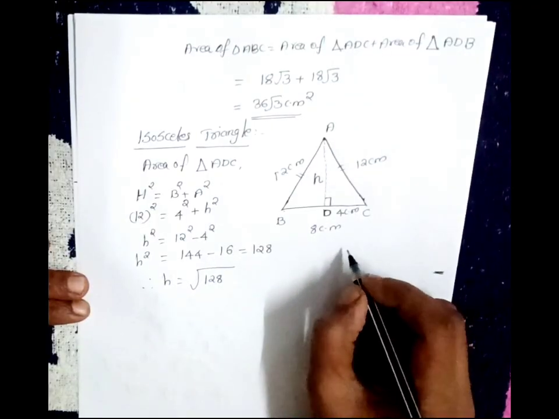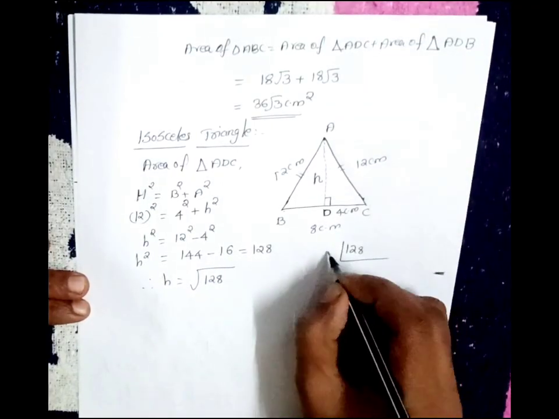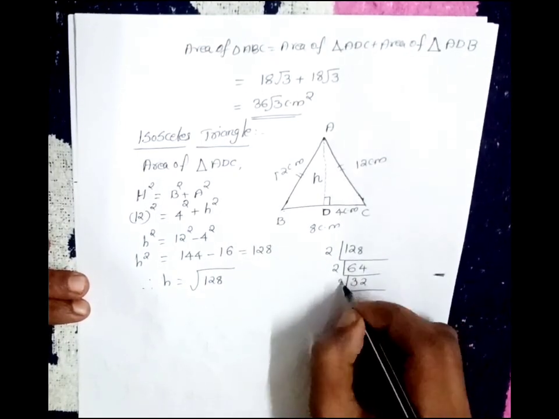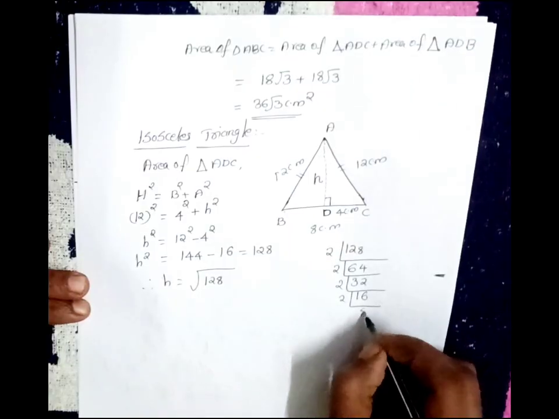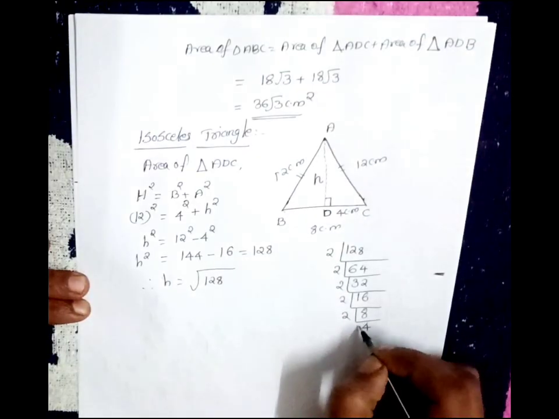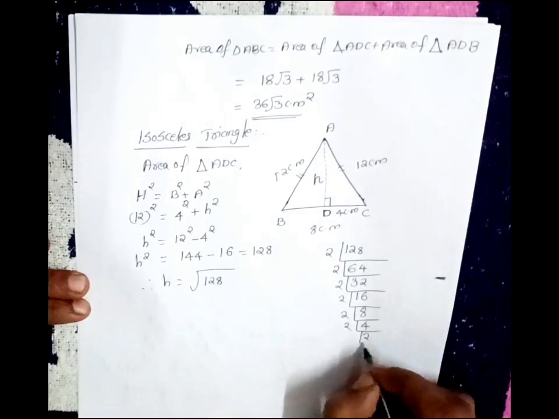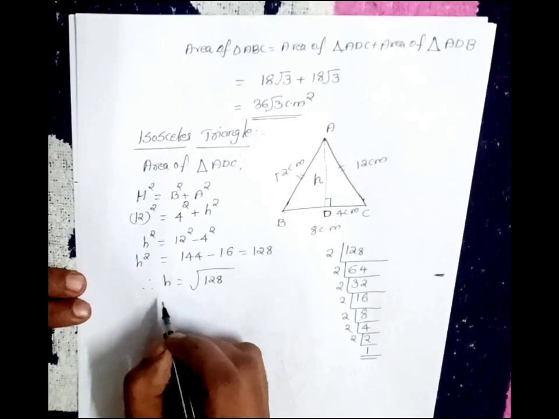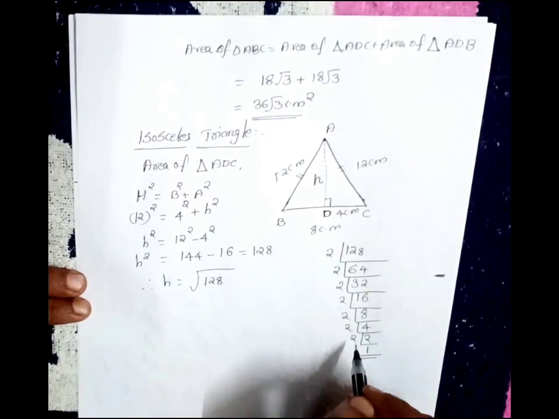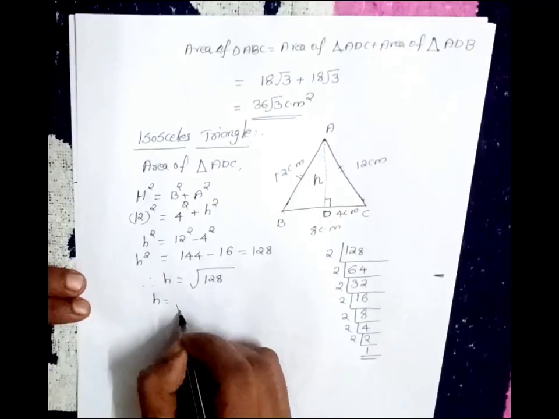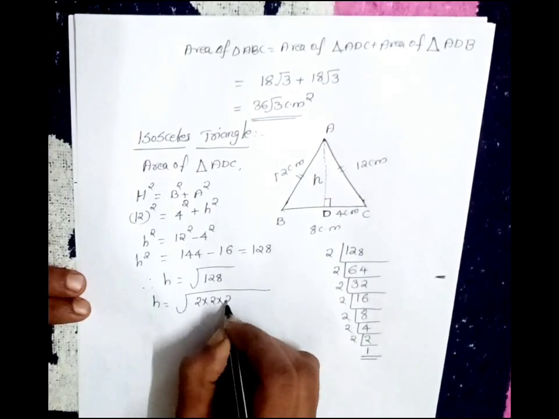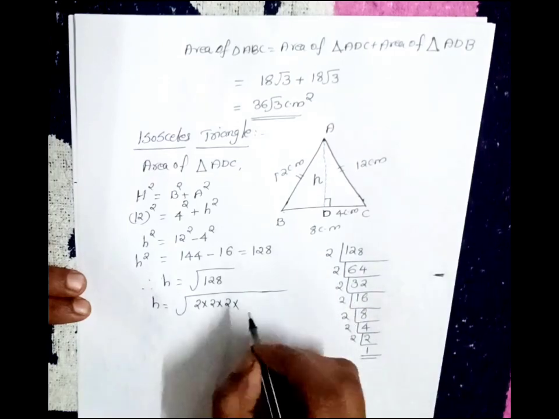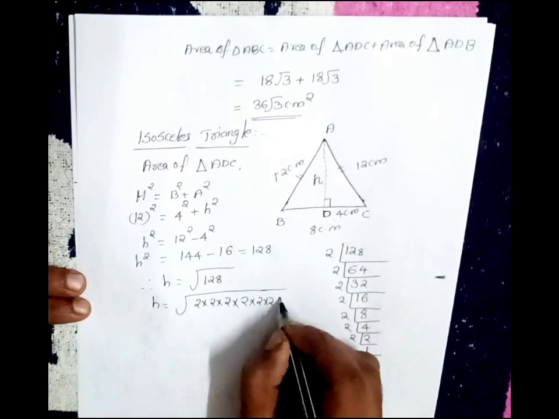Then next we can factorize 128. 128 factorizes into 2, 64 times. Then 2, 32 times. Then again 2, 16 times. Then again 2, 8 2s are 16. Then again 2, 4 2s are 8. Then again 2, 2 2s are 4. Then again 2, 1 2s are 2. Therefore, the factors are 2 into 2 into 2 into 2 into 2 into 2 into 2. Therefore, h is equal to root of 2 into 2 into 2 into, how many 2s are there? 1, 2, 3, 4, 5, 6, 7.